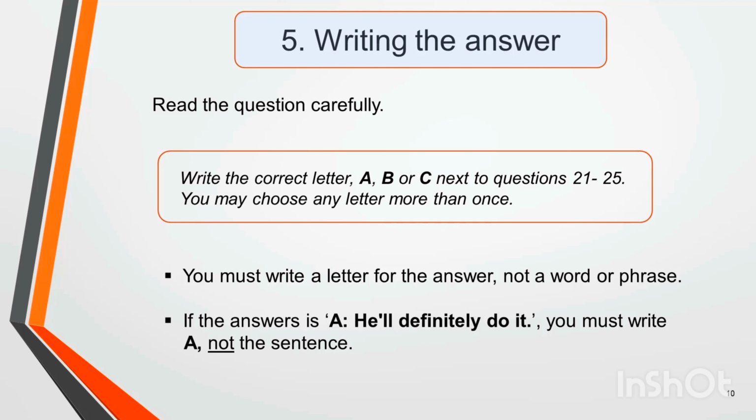You may choose any letter more than once. For matching questions in the IELTS listening test, you must write a letter for the answer, not a word or phrase. So, if the answer is, "He'll definitely do it," you must write A, not the sentence. If you write the words "he'll definitely do it" for the answer, it will be marked wrong, even though the information is correct. Don't throw away marks with silly mistakes like this.